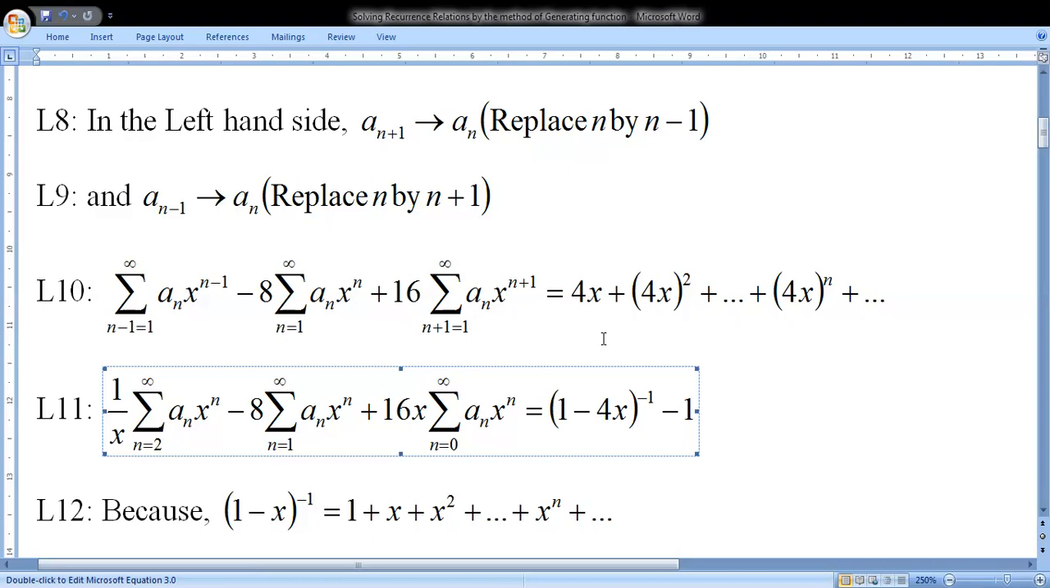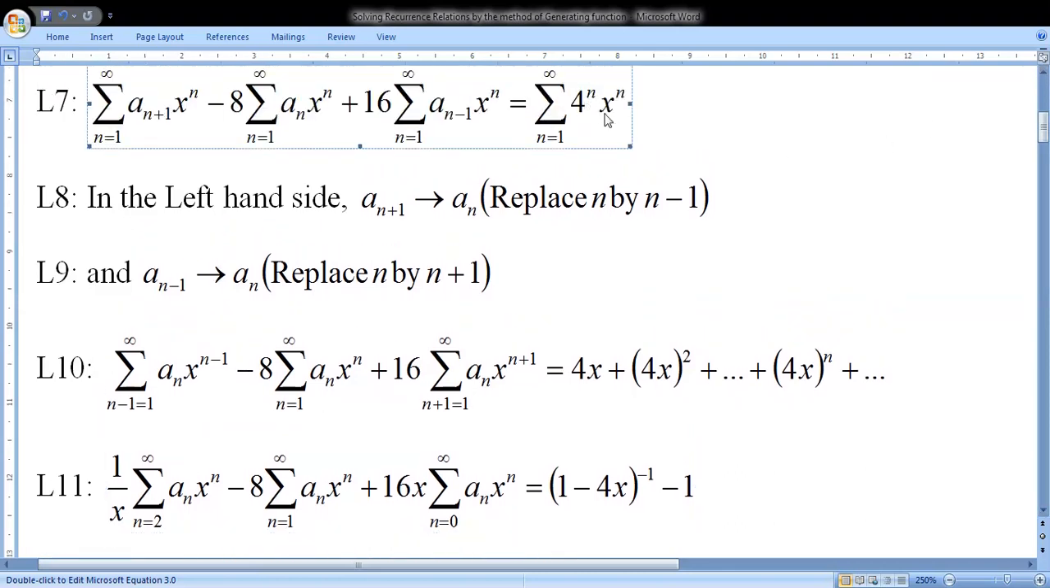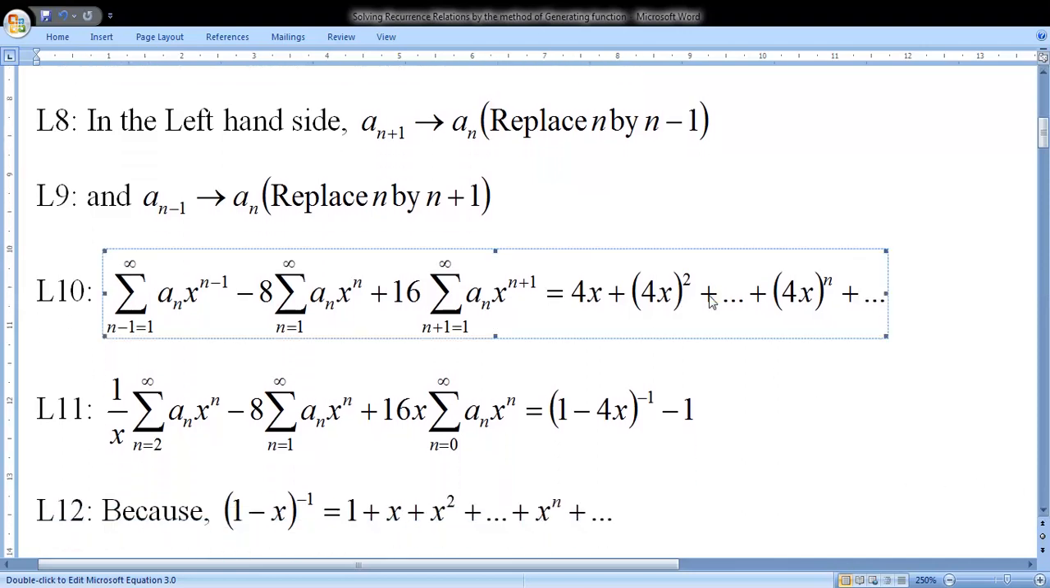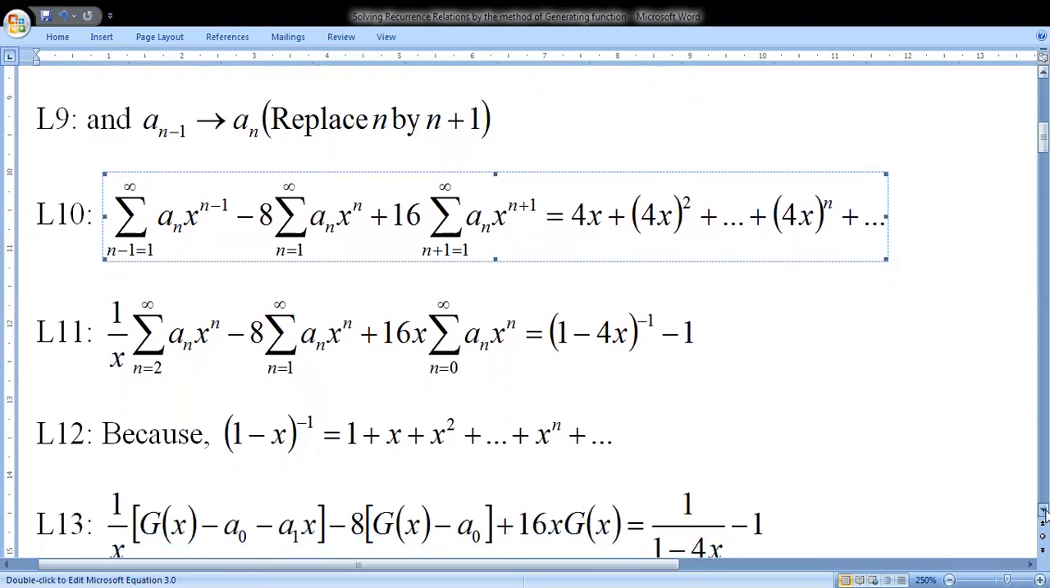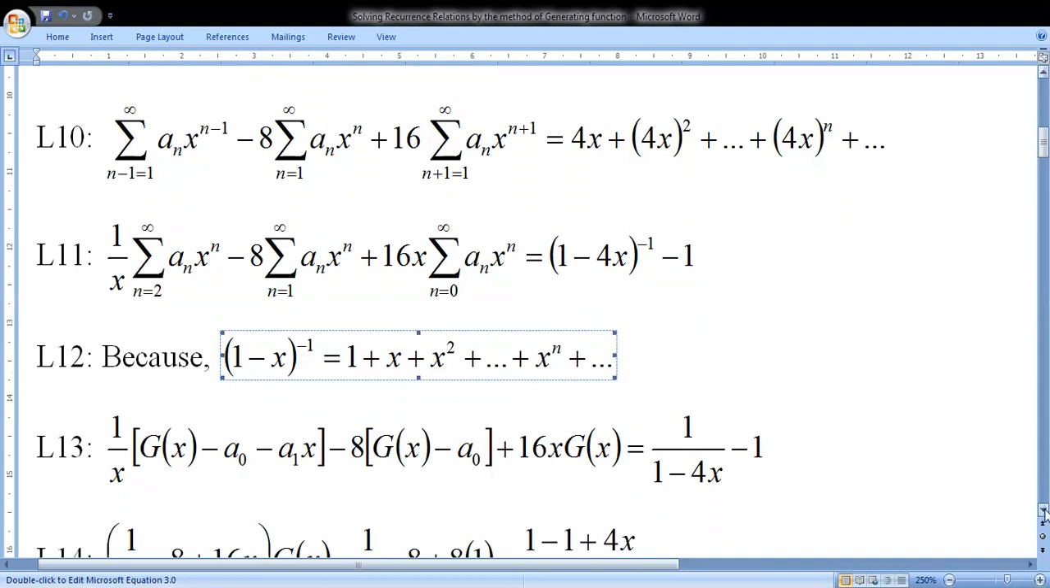In the RHS, we have expanded this sigma. It will be 4^1 x^1, that is 4x. The other term will be 4^2 x^2, that is (4x)^2, and so on. This RHS can be written as (1 - 4x)^{-1} with the help of the formula for (1 - x) inverse. From (1 - x)^{-1}, subtracting 1 gives x + x^2, and so on. Now we are in line 13.